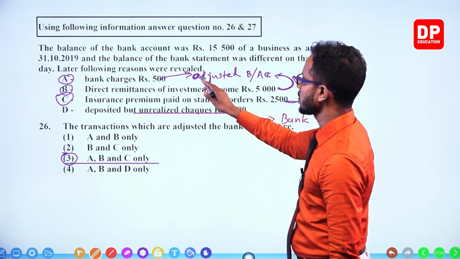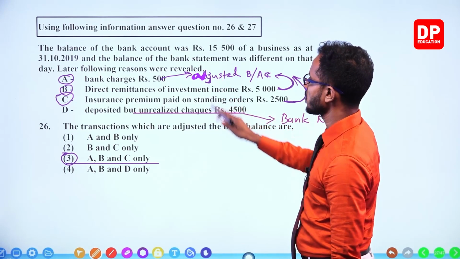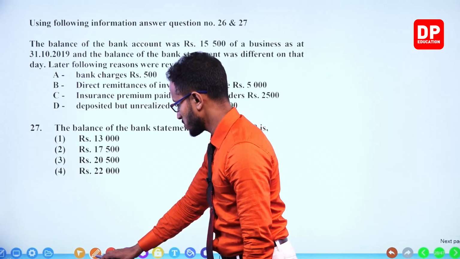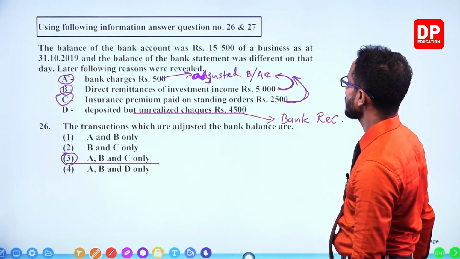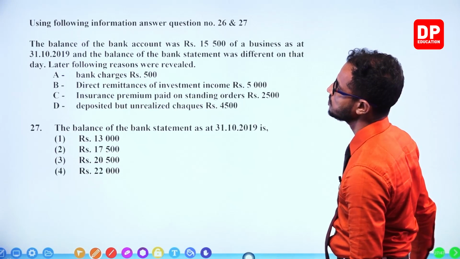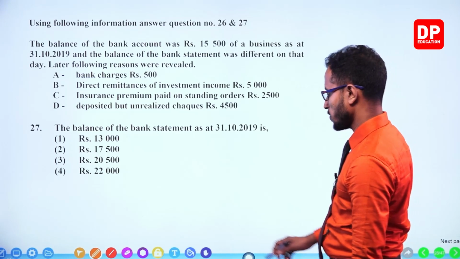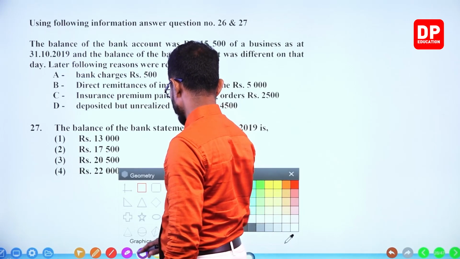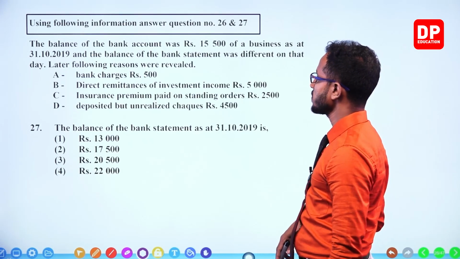Adjusted bank account. Same thing, same case. Yeah, same case. Oh yeah, 26 and 27.